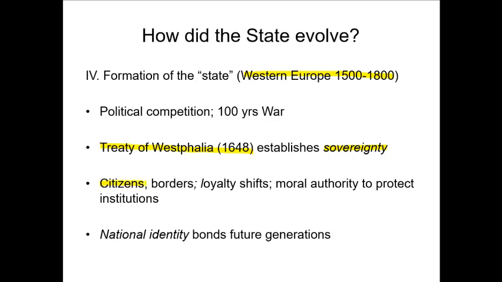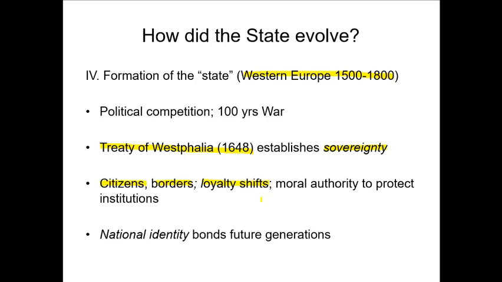Now we see citizens. Now we have borders that define our territory, where we have resources that we can get out of these borders, and we have citizens within these borders that we're going to protect. And importantly, we see that the loyalty of the average human shifts from things like religion or family or tribes or clans.